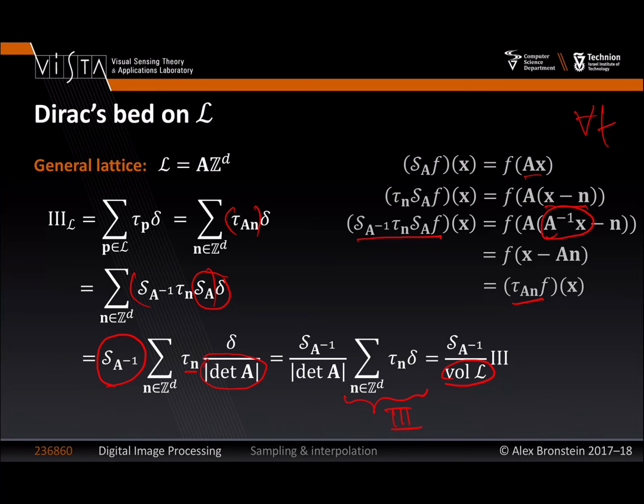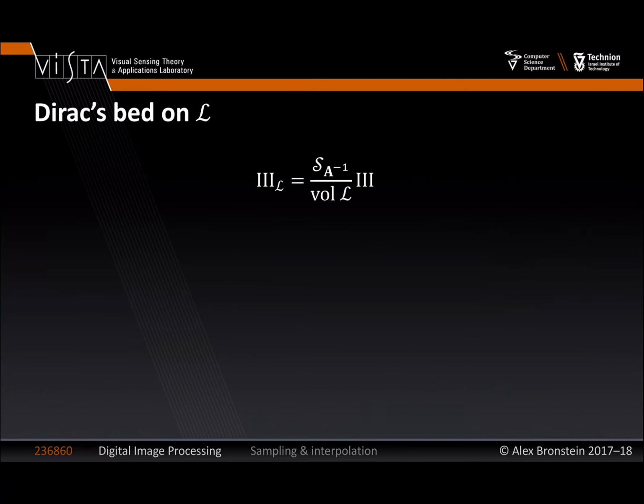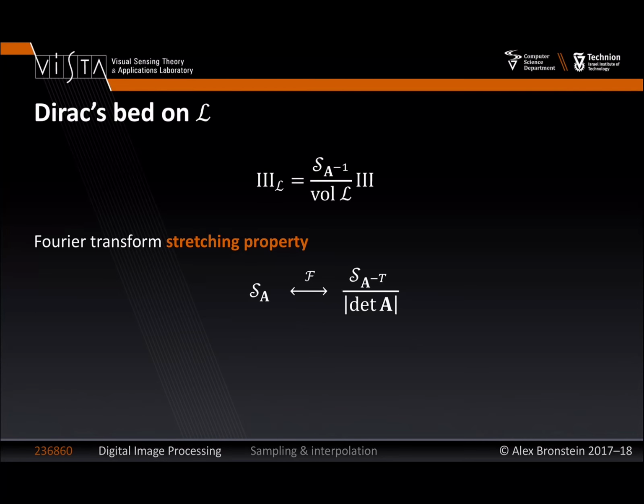Why is it useful? Because now, when I write it in this form, I can immediately tell you what is going to be the Fourier transform, right? Because I know how these operators change under the Fourier transform. Okay, so let's compute the Fourier transform of this generalized Dirac's bed. Okay, so we have this stretching property, right? That stretching becomes stretching by A inverse transpose. We call this the reciprocal matrix. We also denoted it by A star.